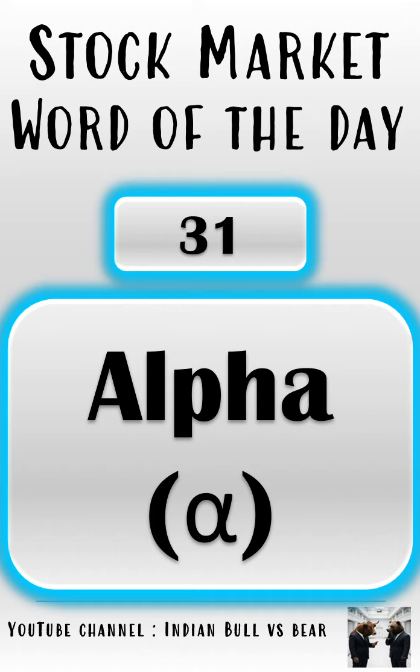The concept of alpha is closely linked to the capital asset pricing model, CAPM, which posits that an asset's expected return is equal to the risk-free rate plus a market risk premium multiplied by the asset's beta. Alpha in this framework is the difference between the actual return and the expected return predicted by the CAPM.